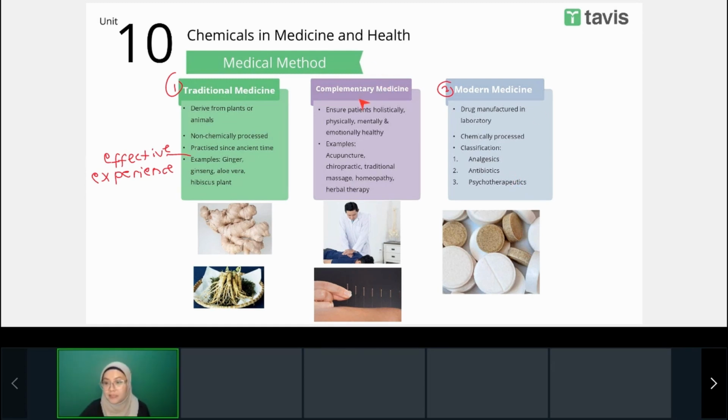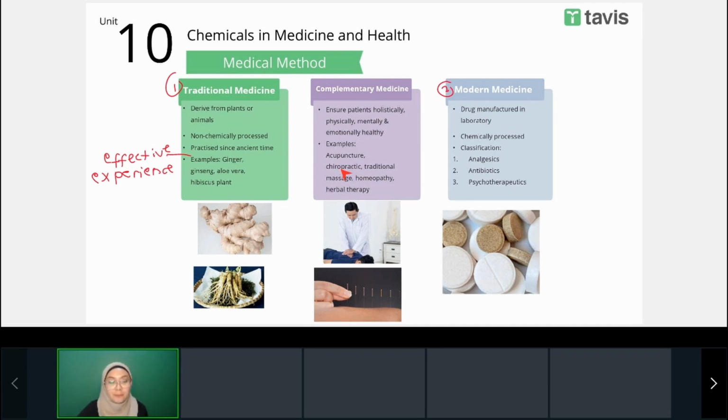How about complementary medicine? Complementary medicine is derived from various cultural practices. It focuses on the patient holistically, physically and emotionally. They believe that the patient must be healthy holistically, physically, and emotionally. Examples are acupuncture and chiropractic.